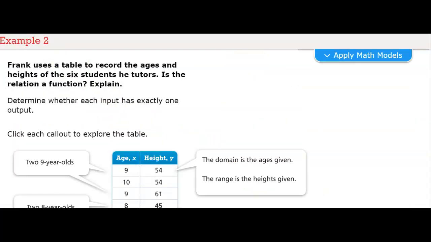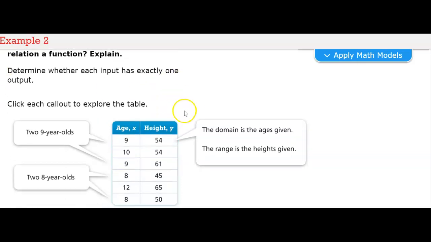Frank uses a table to record the ages and heights of the 6 students he tutors. Is the relation a function? Explain. So we're going to determine whether each input has exactly one output. For the 9-year-olds that he has, one's 54 inches, one's 61. The 2 8-year-olds, one's 45 and one's 50. The domain is the ages given. The range is the heights that are given.